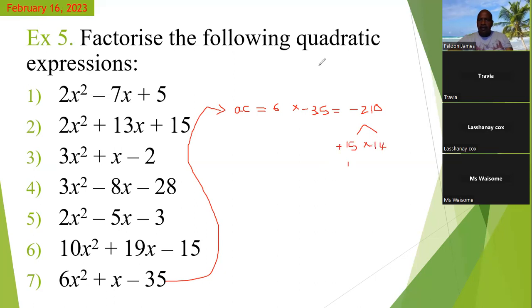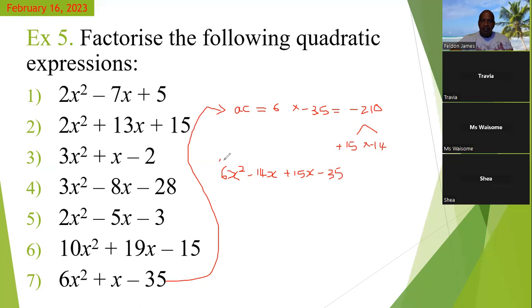All right. Yes, sir. The layout would be 6x squared minus 14x plus 15x minus 35. Which way are you doing it? I use minus 14x there, sir. No problem. Minus 14x, plus 15x, minus 35. All right.